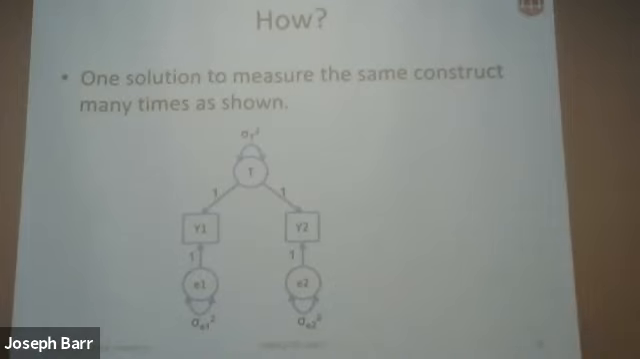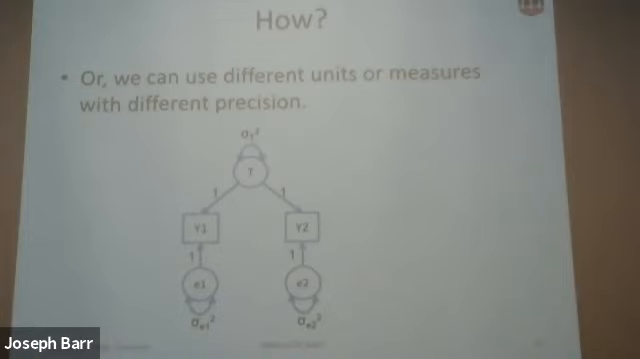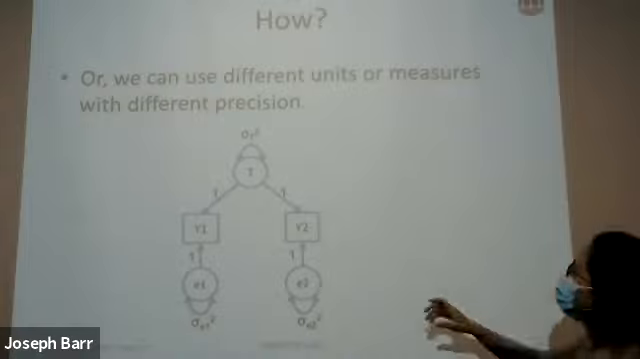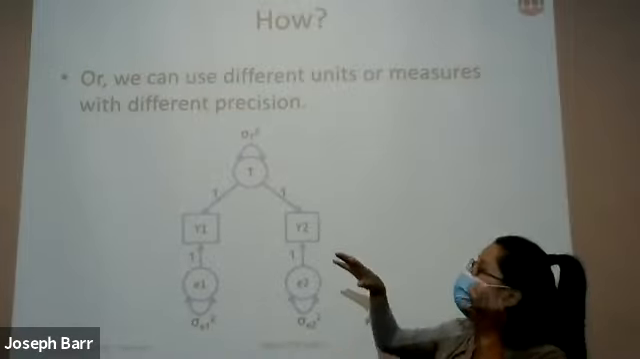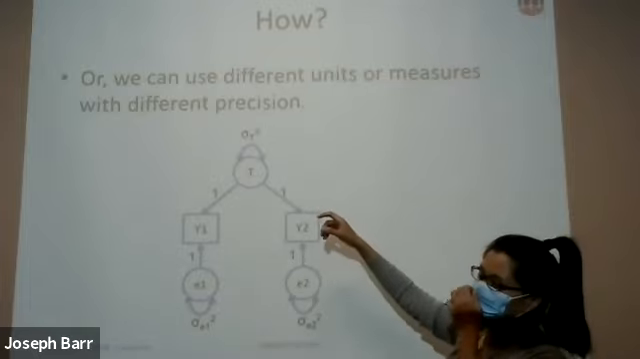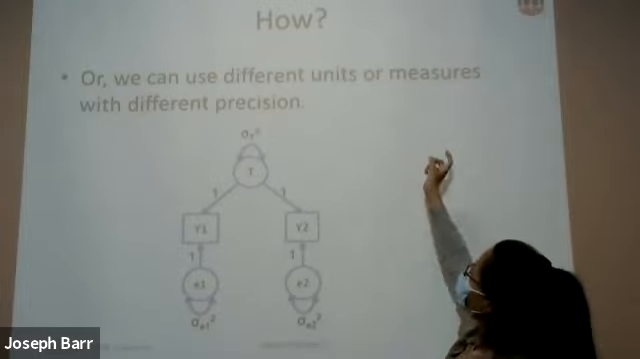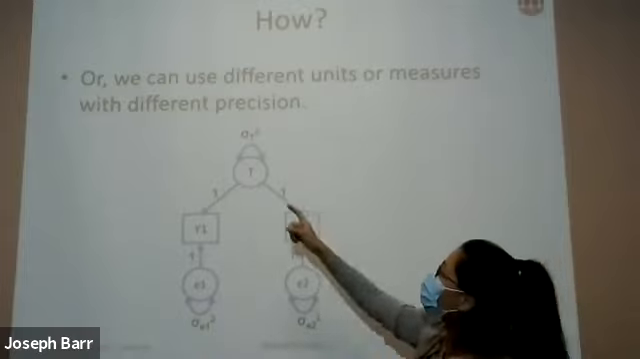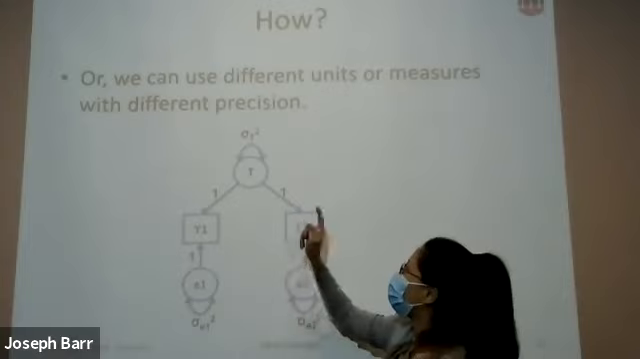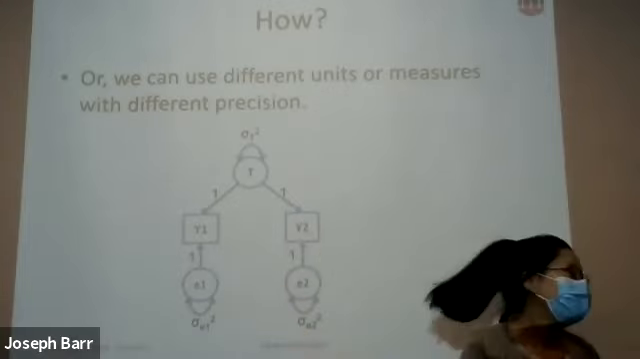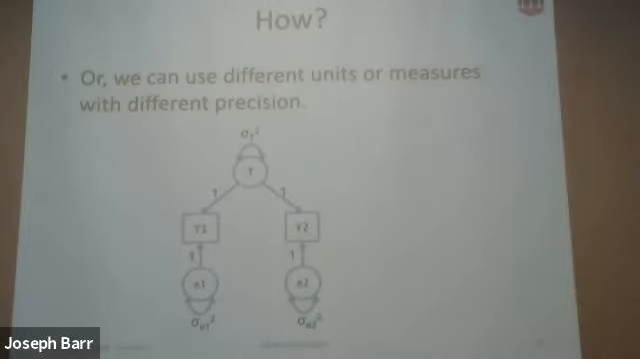We can also measure the same T by using different units or different instruments. Sometimes we have different precisions. So with different units or different measures with different precisions, we can measure it again. The same thing: we have the first measure, and we have a second measure. So this is another possible way to do that.